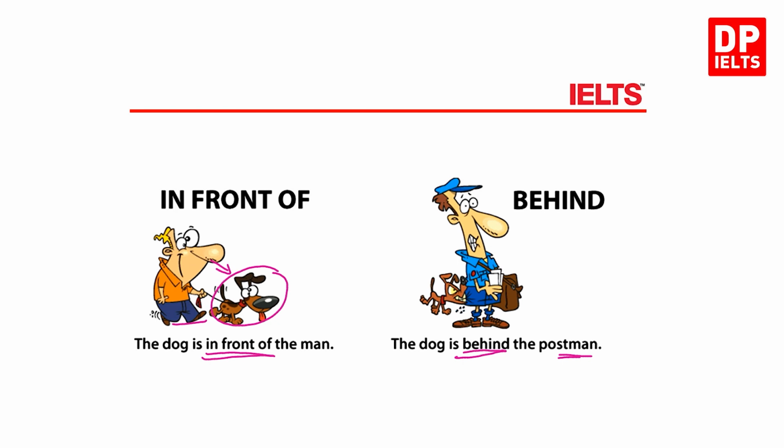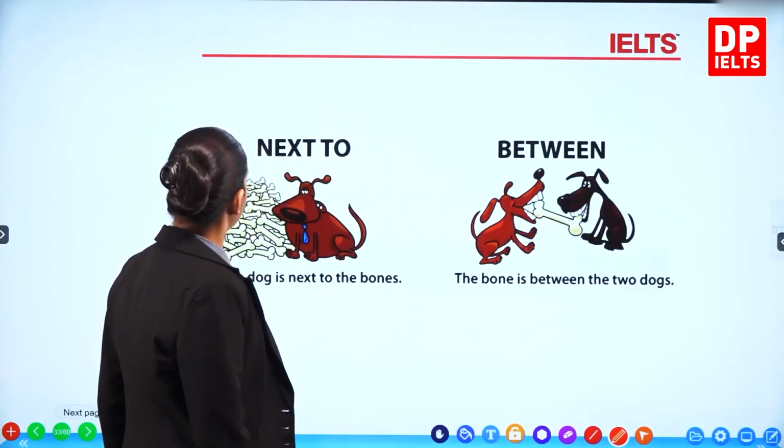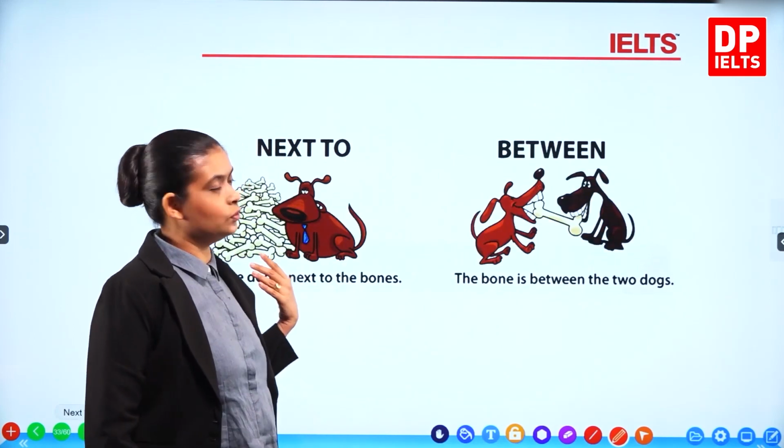Postman என்றால் தபாட்காரன். Dog தபாட்காரனுக்கு பின்னாடி நிற்கின்றது, right? So in front of என்று சொன்னா ஒரு ஆளுக்கோ இல்லை ஏதோ ஒரு விஷயத்துக்கு முன்னாடி. Behind பின்னாடி. Next one, next to, right?